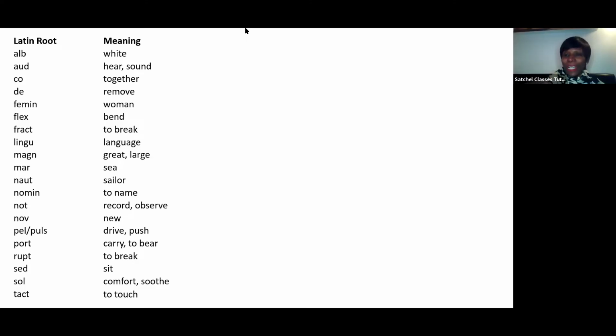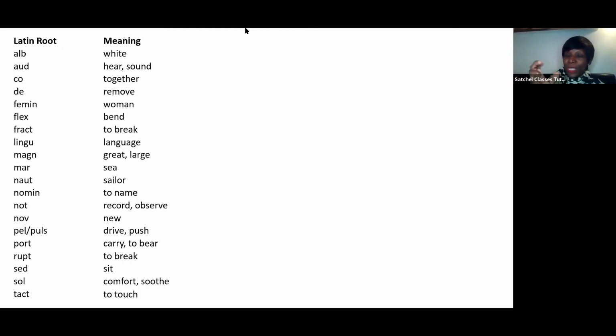So alb is about white. Audible is about hearing and sound. Cor is together. D is to remove. Femin is about women. Flex is to do with bend, so flexible, flexibility, reflex. Fracture, fractiles are things that are broken. Lingua is to do with language and speaking. Magna is about how big something is, it's important or large, magnitude.